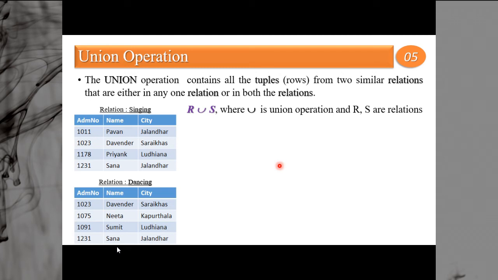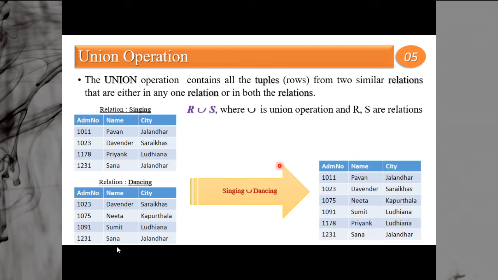So we actually want to calculate the relationship here. We will calculate the relation like this: singing union dancing. When you perform singing union dancing, this is the result you get. As you can see, Devender from Saraikha is taking part in singing as well as dancing. Similarly, Sana from Jalandhar is taking part in both singing and dancing. So they require 1 seat each, and the rest of the persons will require 1 seat. So the total number of seats required is 6. This information can be predicted with the help of the union operation.